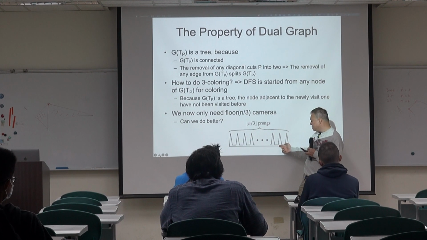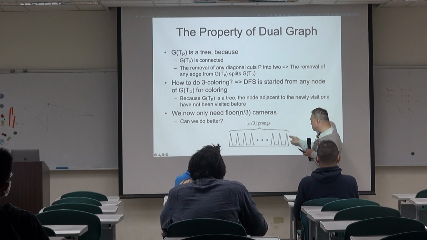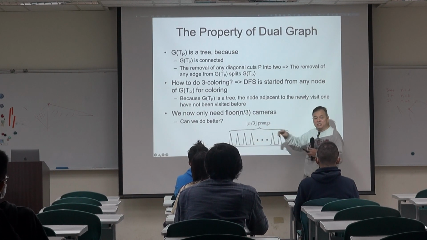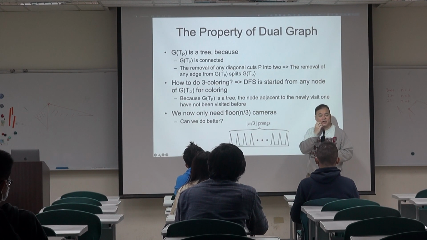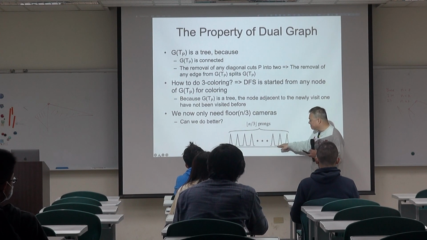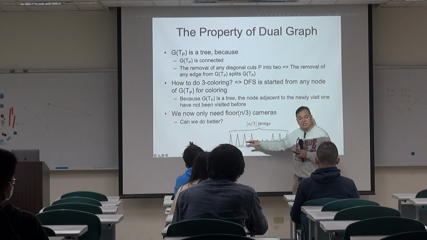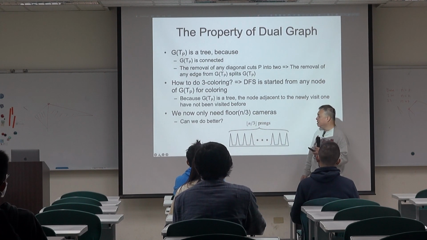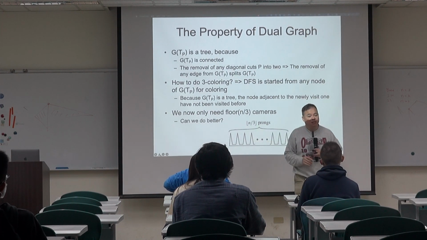Because we have 1, 2, 1, 2, 3, 1, 2, 3, 1, 2, 3. You can see the top of the triangle is roughly n divided by 3, right? You may need one extra camera to cover these places at the bottom, so roughly n divided by 3. For this particular situation, obviously we need at least this many cameras, right?